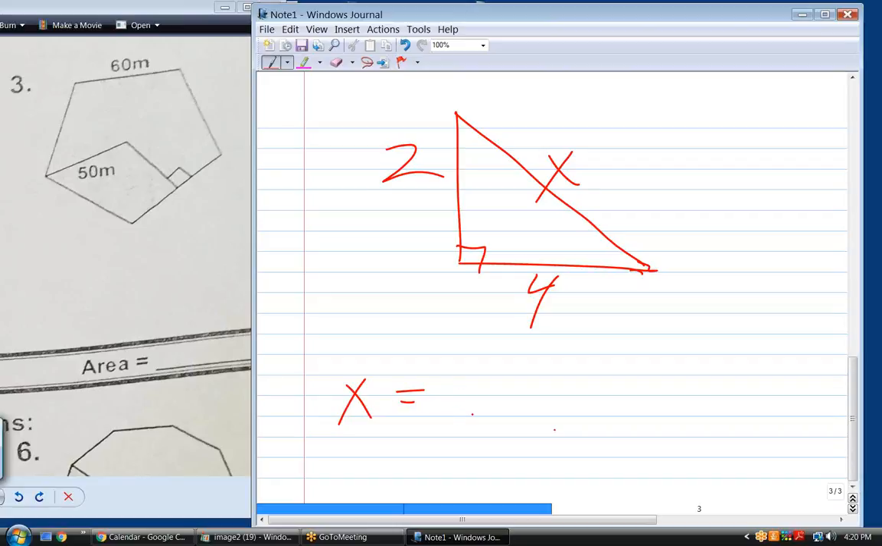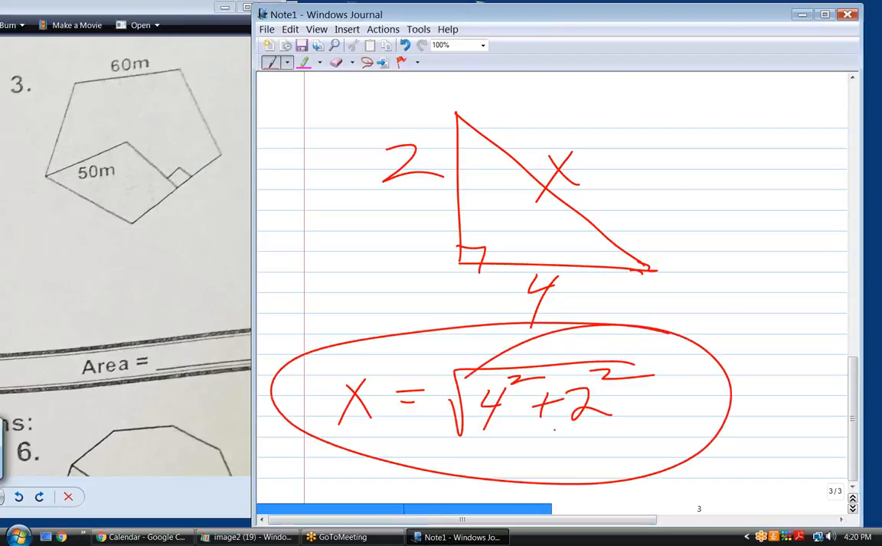Okay, how does it start out? X is what? X is the hypotenuse. But in the formula, when I write x equals, what's the first thing I have to write on the other side of the equal sign? X is the square root of 4 squared plus 2 squared. That's what I didn't hear the first time. It was the square root of. So that's the answer.